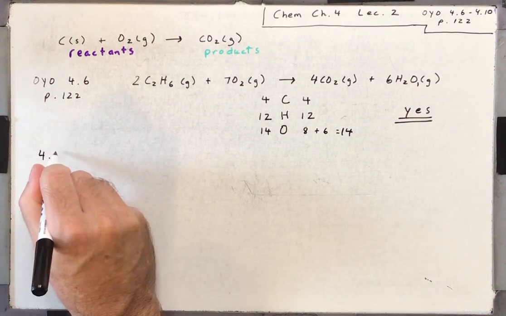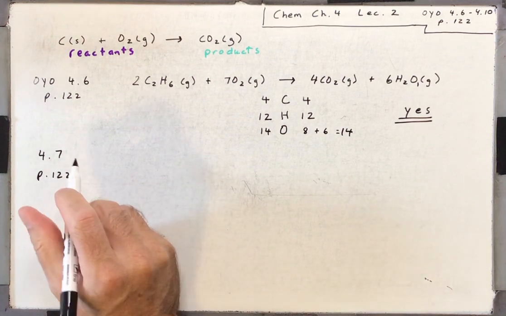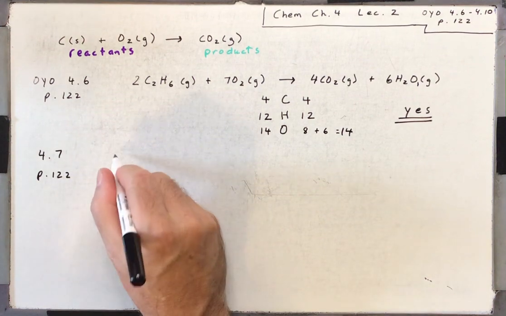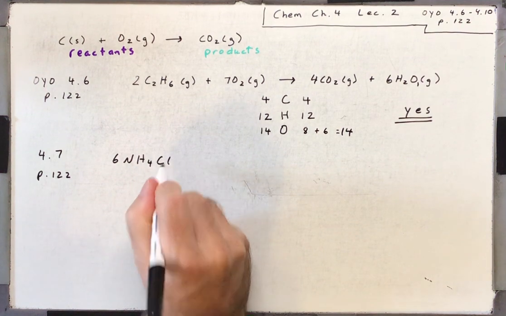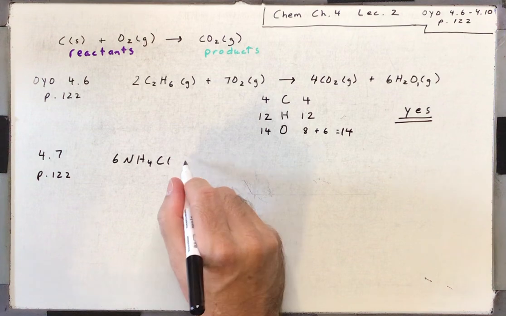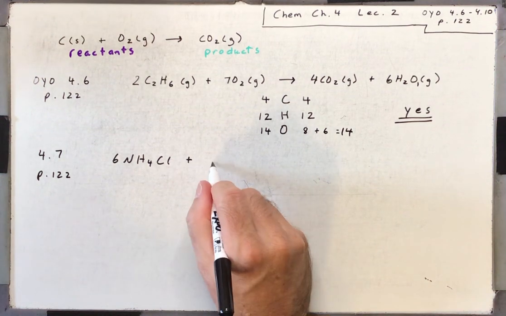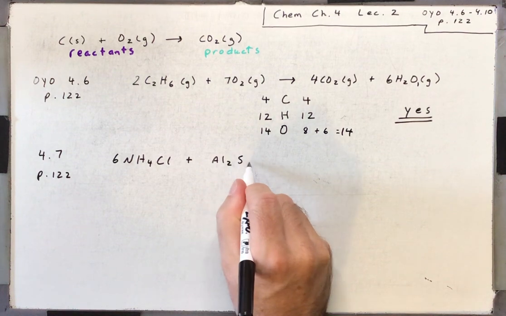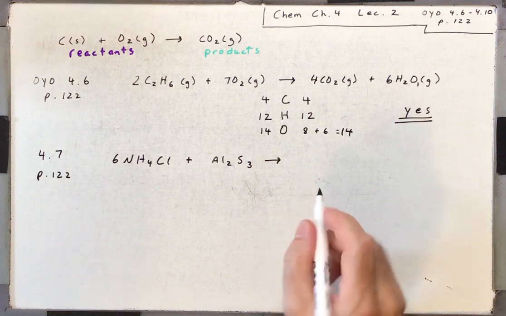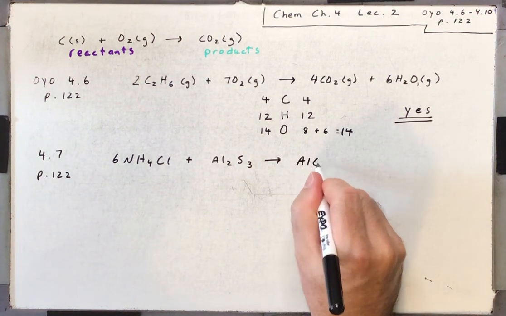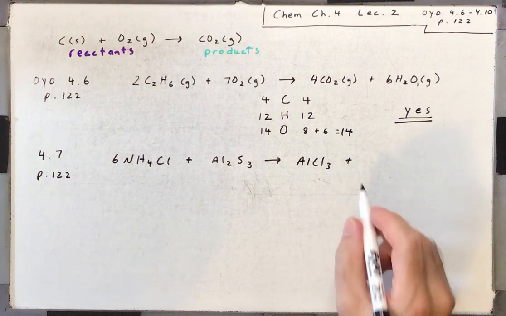All right, let's look at 4.7 right underneath. So we've got 6NH4Cl. We're not given the phases here, but we don't need to know the phases in order to balance. Al2S3. And that yields AlCl3 plus 3H8S.